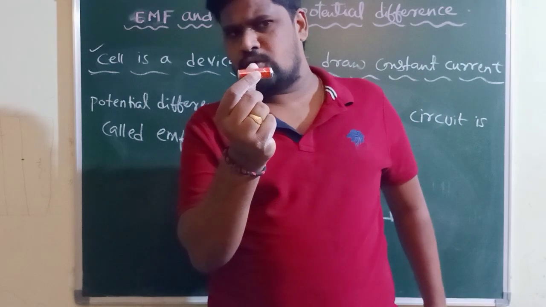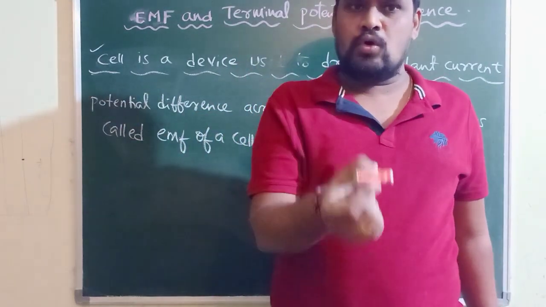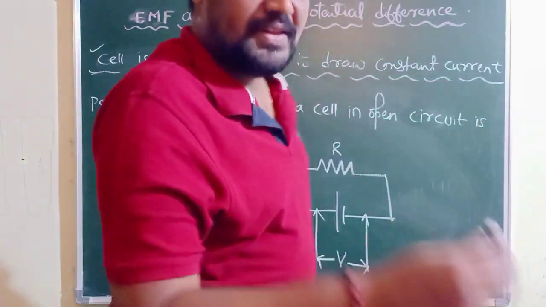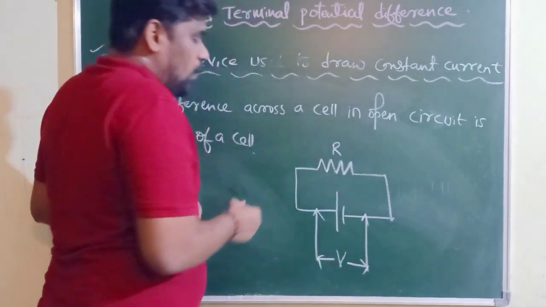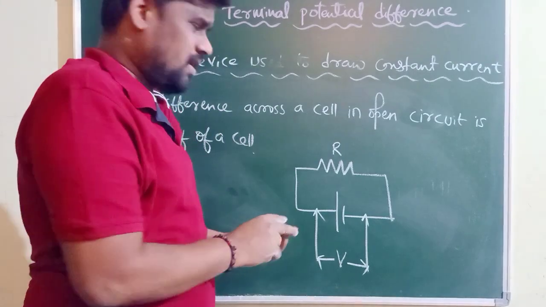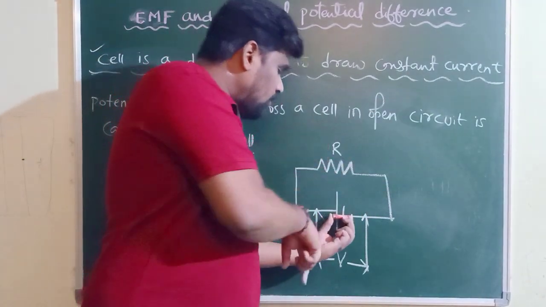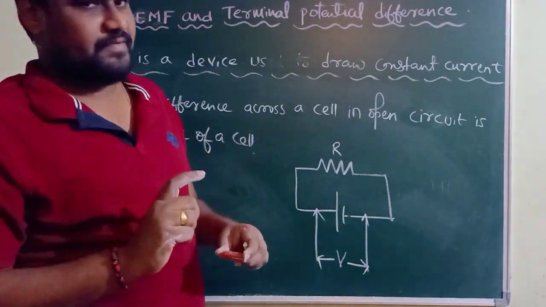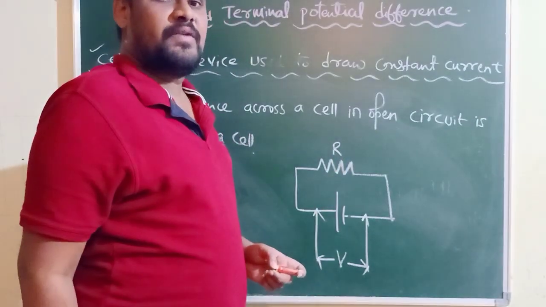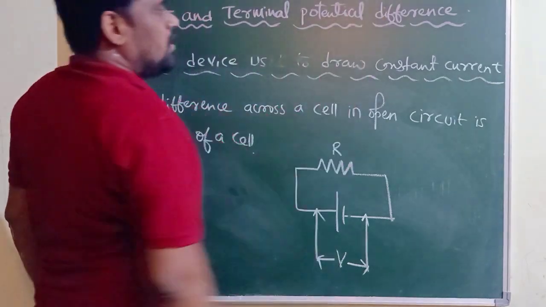If, for example, the voltage was 1.5 volt, what is that 1.5 volt? It is the potential difference across a cell when it is in open circuit. If the same cell is connected to a conducting wire, and you measure the potential difference again, definitely that potential difference will be less than 1.5. That potential difference, we will call it the terminal potential difference of a cell.